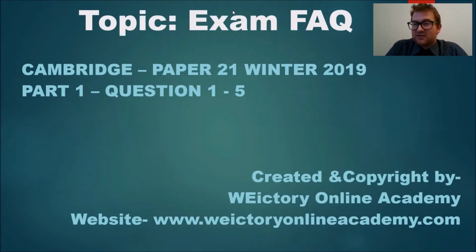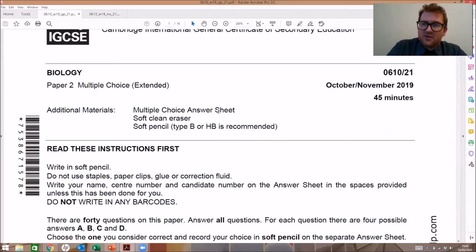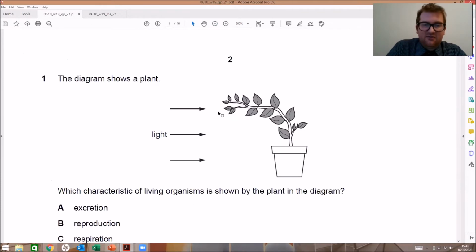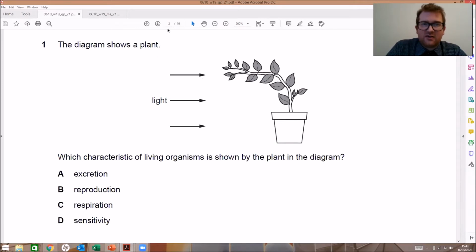My name is Chris and today we'll be going through the walkthrough of Cambridge Paper 2-1, the Winter 2019 variant. We will start with questions 1 to 5. Okay, so here we are in variant 2-1, Winter 2019, for the Biology IGCSE. So we'll start here at question 1, which is relating to the life processes.